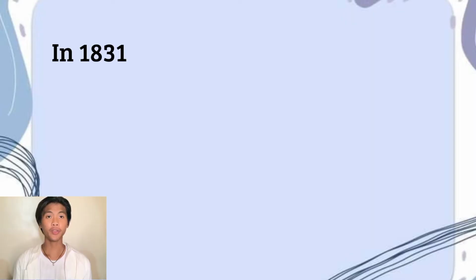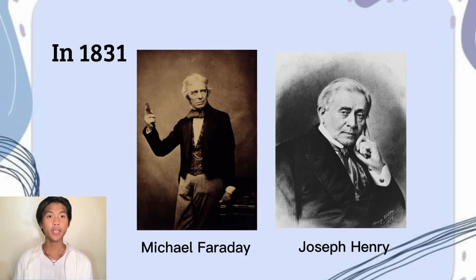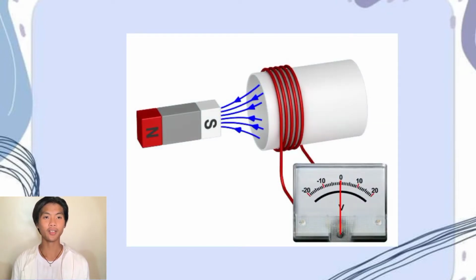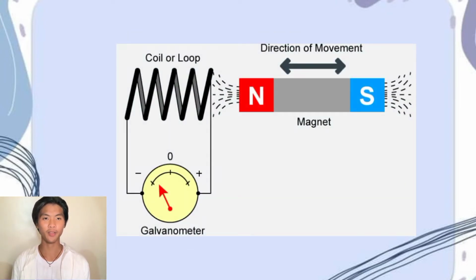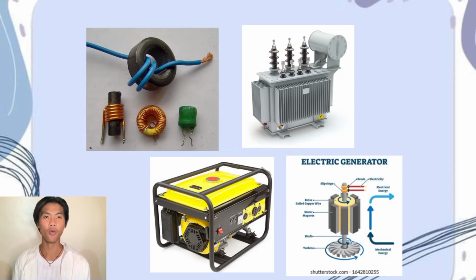We are the representatives from Group 2 of Grade 12 STEM 3, presenting to you all what you need to know about Faraday's law. In 1831, Michael Faraday in London and Joseph Henry in New York independently discovered electromagnetic induction. It is the production of an electromotive force across an electrical conductor in a changing magnetic field. This is the principle behind inductors and transformers, generators, electric motors, and many more.